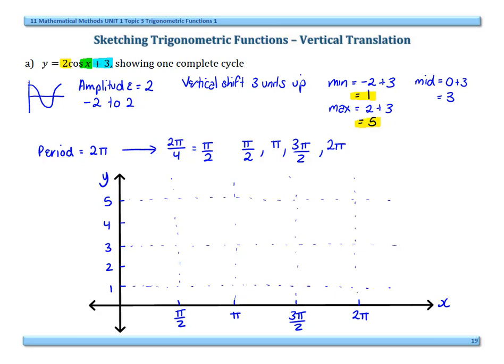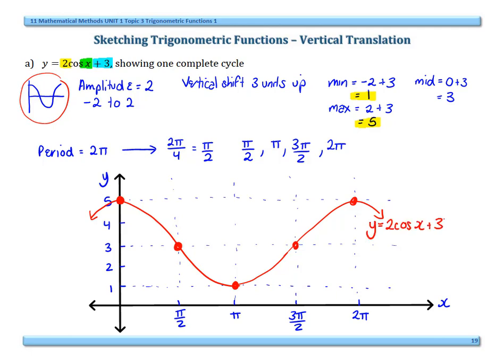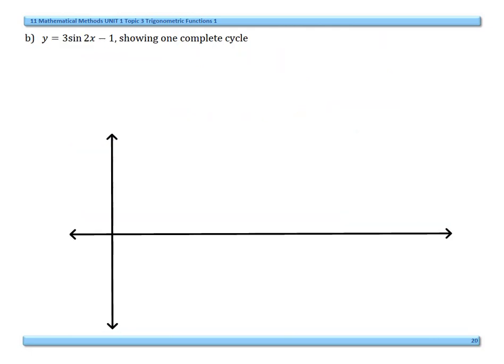So, going back to our little sketch at the top, it's a cos curve, so it starts at the top. We go down, down, up, up. Okay, so now join your dots. Curve at either end, because there is no domain, so it keeps going, and label your graph. Let's look at the next one.